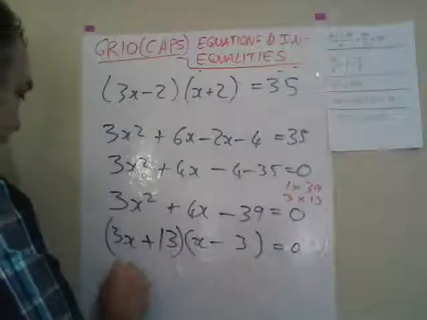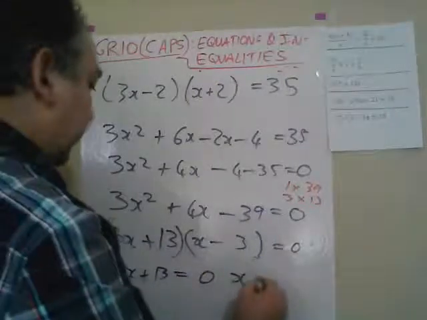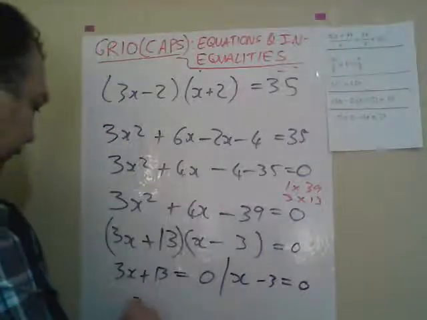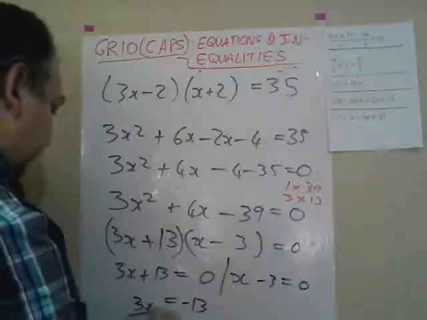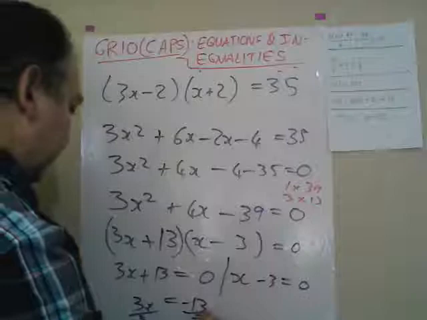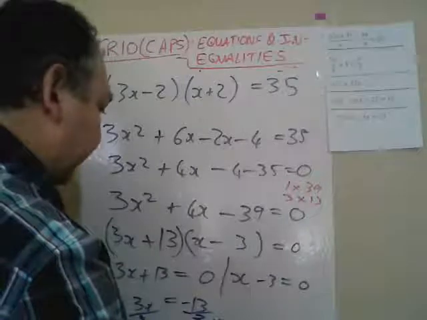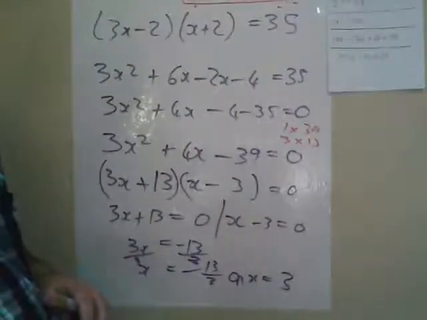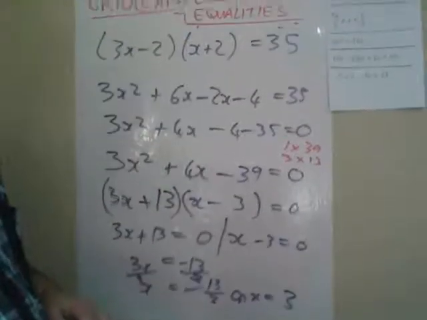So then we go back and say 3x plus 13 is equal to 0, or x minus 3 is 0. So working with this side, 3x is equal to minus 13. X will be equal to minus 13 over 3, or x will be equal to 3. So x will be minus 13 over 3, or x is equal to 3.